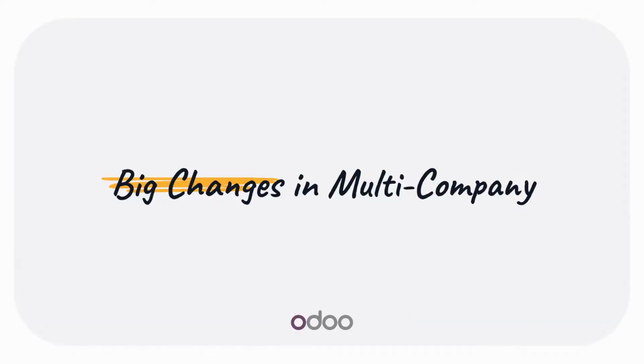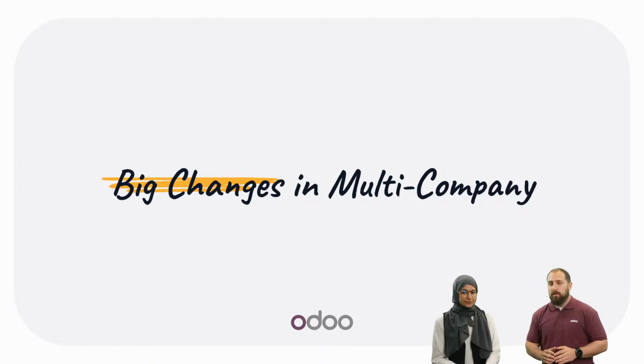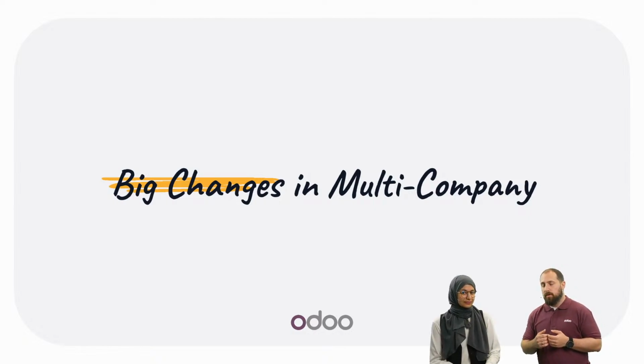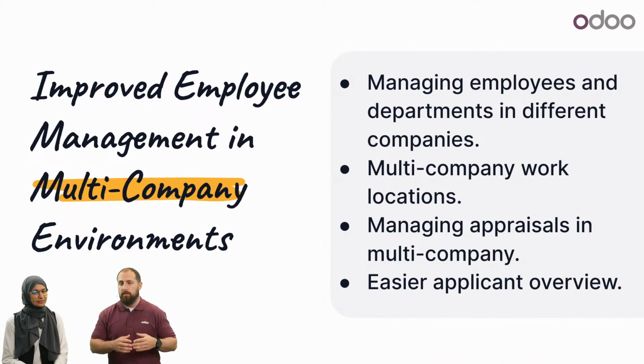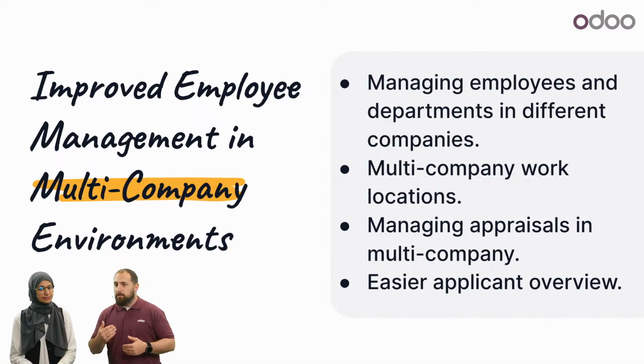So first of all, let's start with a generic section. It's not about one app, but we introduced big changes in multi-company handling. As you might know, in Odoo it's possible to handle multiple companies. So you could have one company in Belgium, for instance, and the other one in the US. That's perfectly possible to create within Odoo.